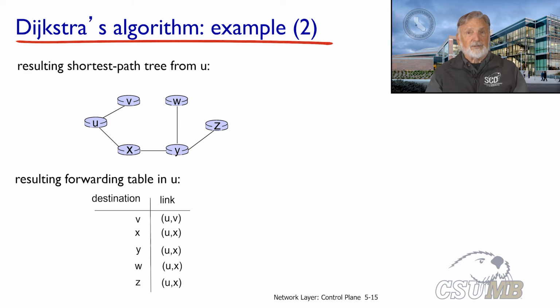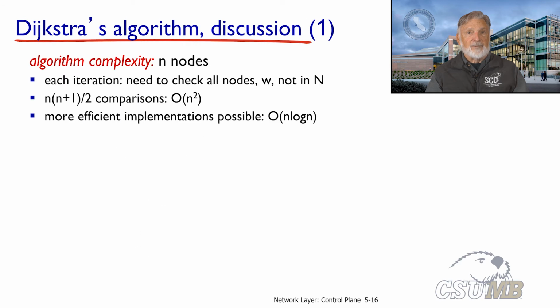In Dijkstra's, all nodes that are not yet examined in the set of examined nodes must be checked. That requires n times n plus 1 over 2 comparisons, which means that the complexity of the algorithm is O of n squared, where n is the number of nodes. Now this can be reduced to O of n log n by using a binary heap.